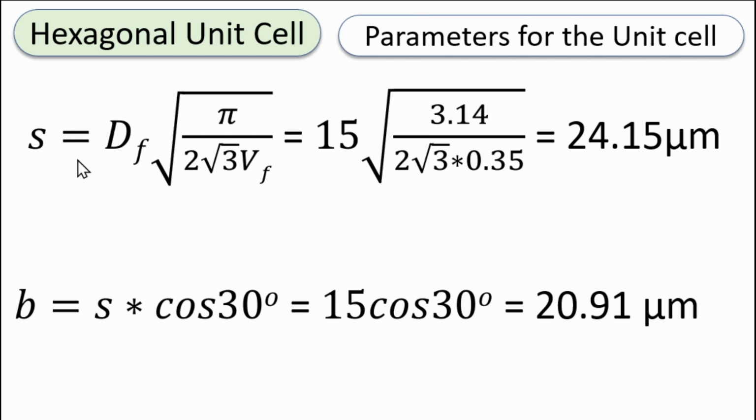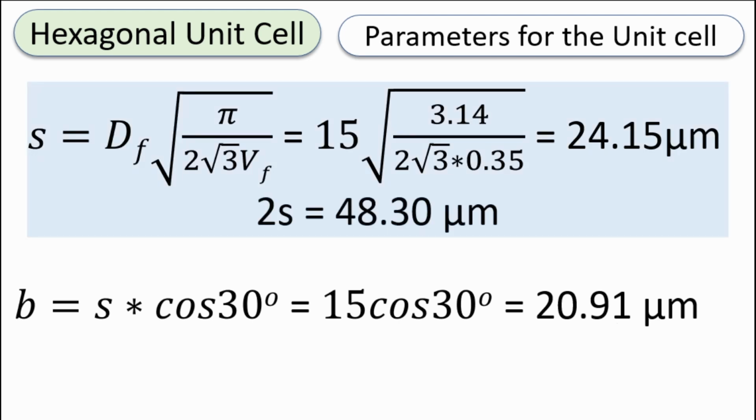Now if we put in the numbers that we have, the diameter is 15, the volume fraction we're working with is 35%, and then you get that this distance, or the radius of that circumscribed circle, is 24.15 microns. And then the distance of separation between the center fibers and the first row of fibers next to it would be 20.91. So we're going to use this all in creating our virtual domain.